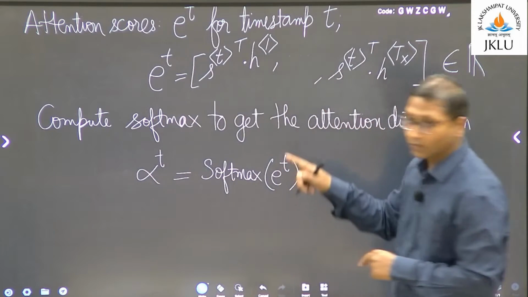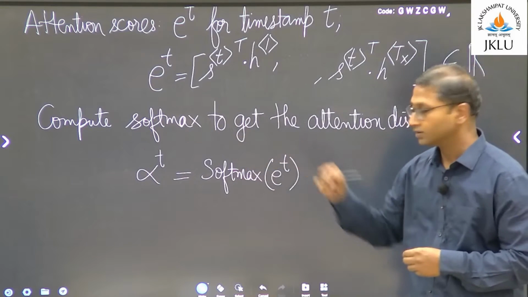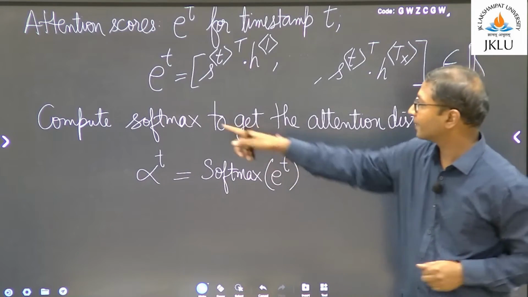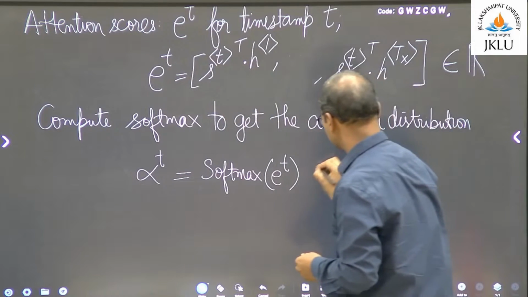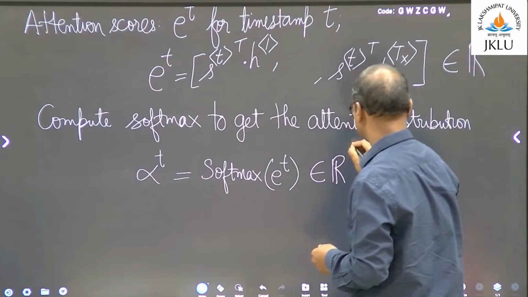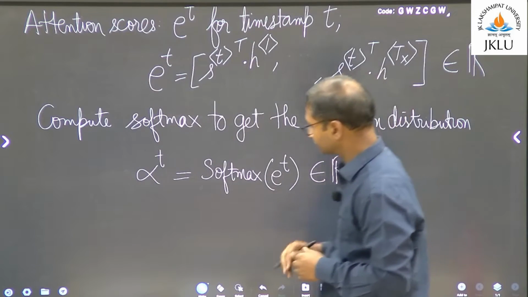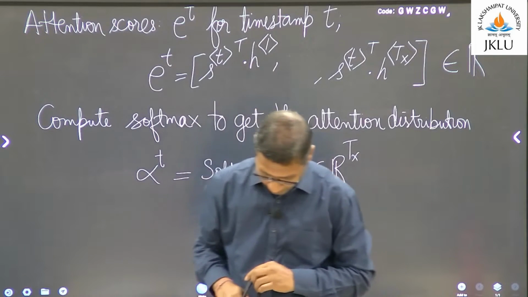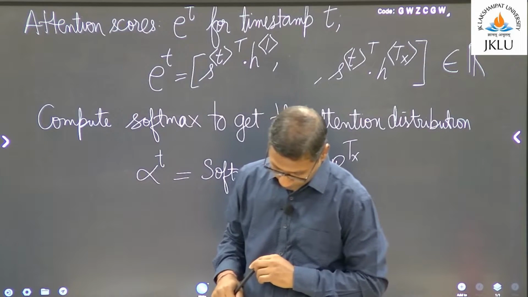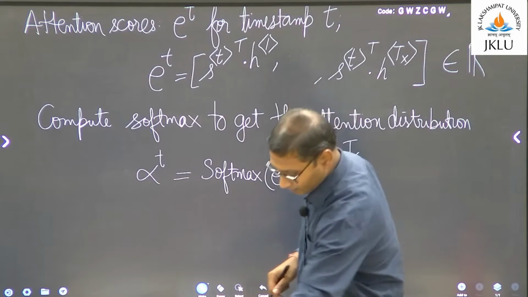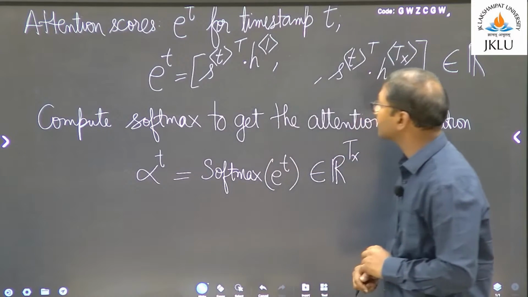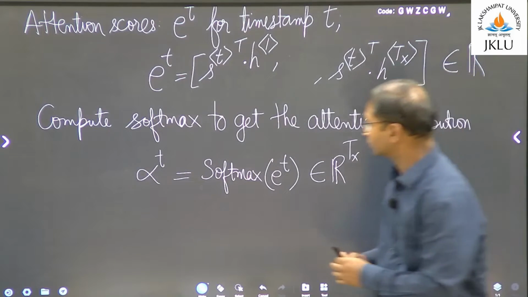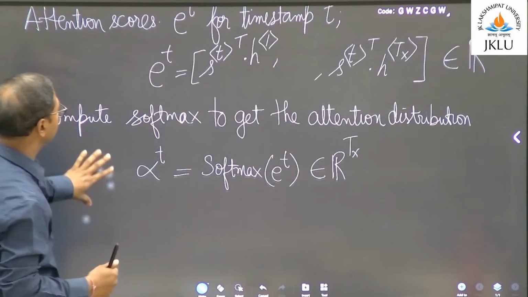So what are the dimensions of Et now? Sorry, alpha t same as Et. Right. So same as Et. Okay. What next? What are we supposed to compute next?